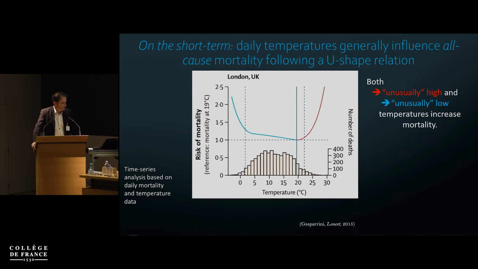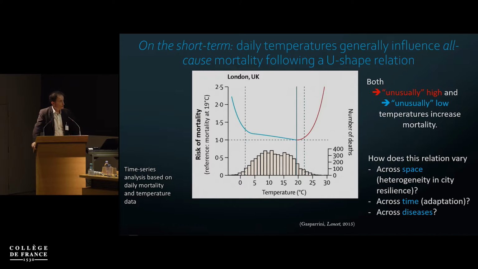This is a short-term association, as I mentioned. When seeing this, several questions arise, including that of knowing how this association varies across space, the question of heterogeneity in city resilience, which has been studied in particular in that Lancet paper by Antonio Gasparini and colleagues. The question of any variation of this association across time, which is the question of adaptation, and the question of variability of the association between temperature and mortality according to the underlying cause of death. And I will focus on the two latter issues.